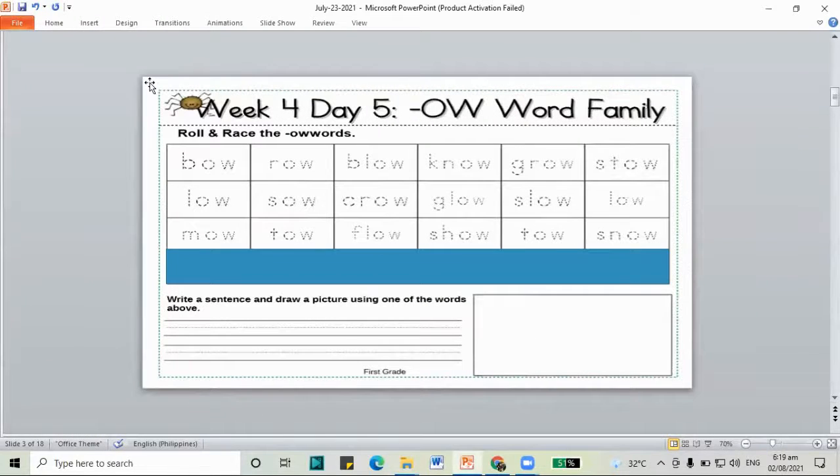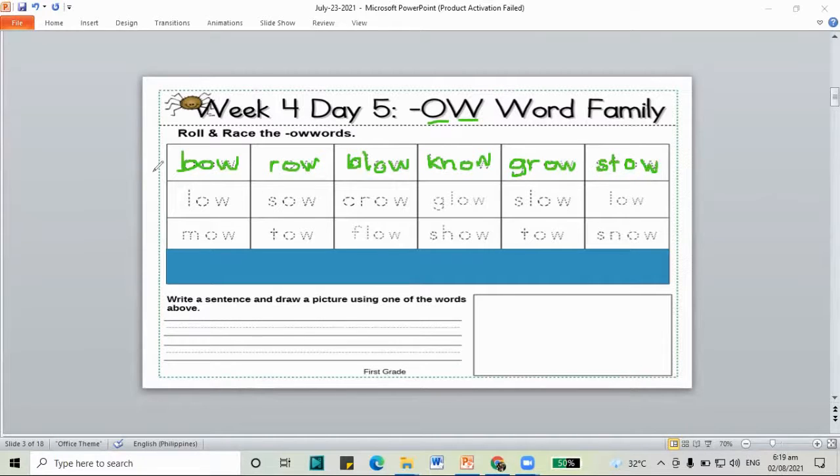Let's trace all the words that end with O and W. They have the O sound at the end. So we have this one, the word bow. And this is the word row. Next is the word blow. We have the word no. Our next word is grow. And this one is the word stow.